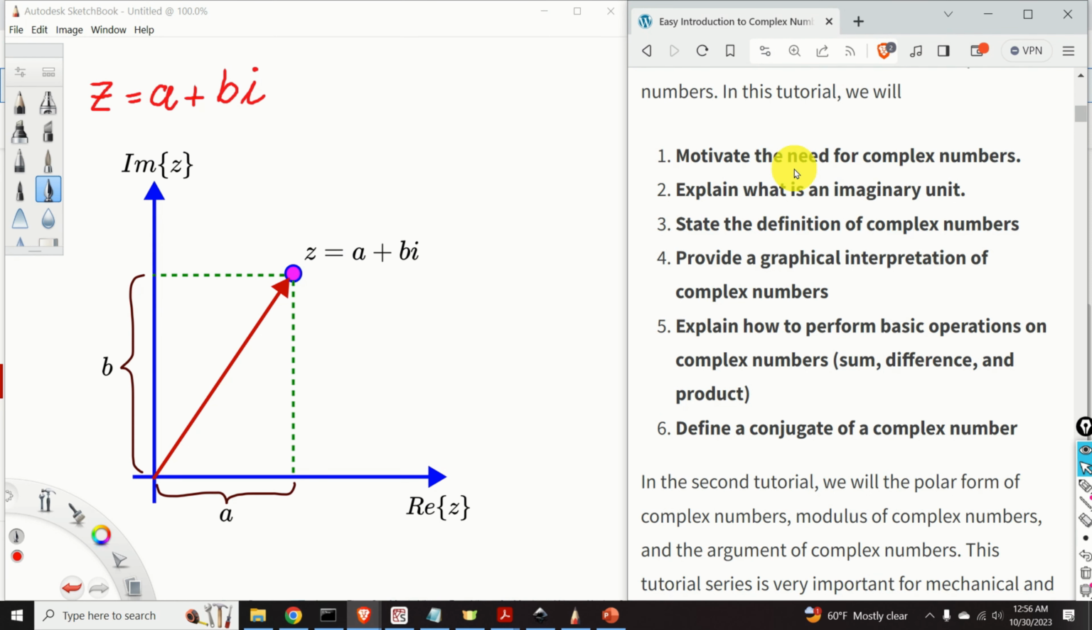In this tutorial, we will, number 1, motivate the need for complex numbers. Number 2, explain what is an imaginary unit. Number 3, state the definition of complex numbers. Number 4, provide a graphical interpretation of complex numbers. Number 5, explain how to perform basic operations on complex numbers. And number 6, define a conjugate of a complex number. And finally, we will do several examples.